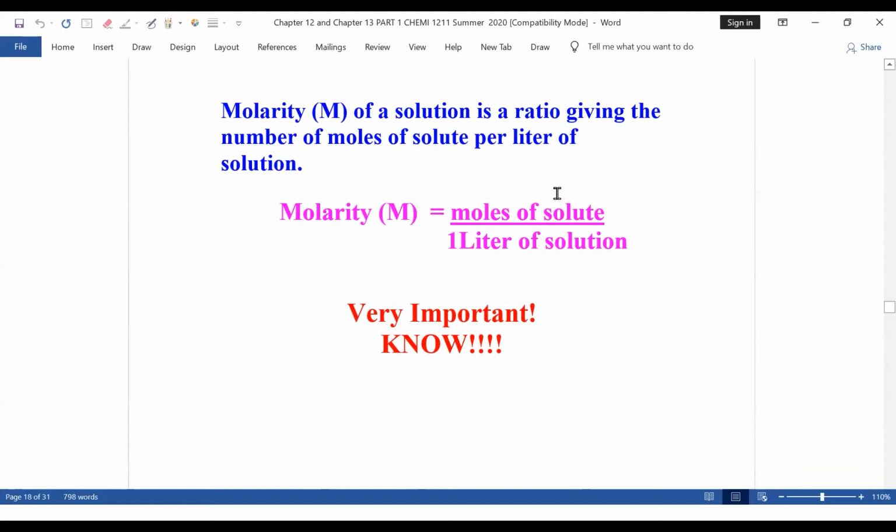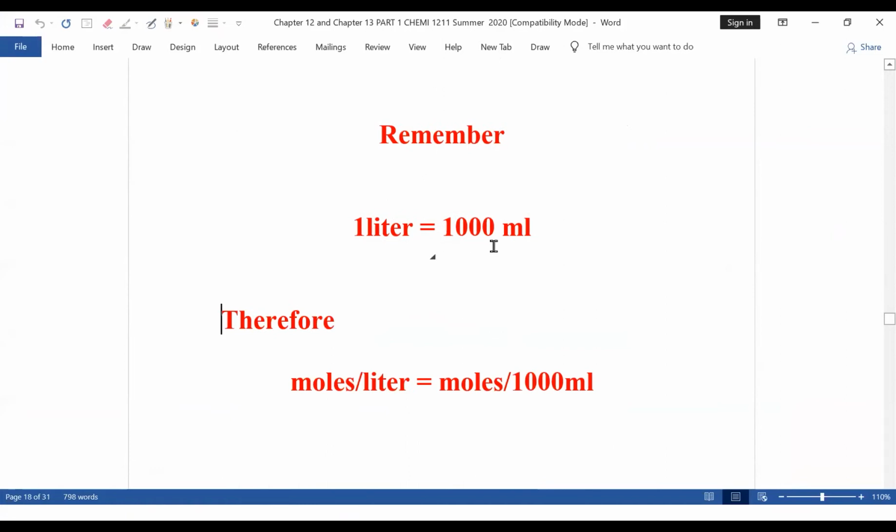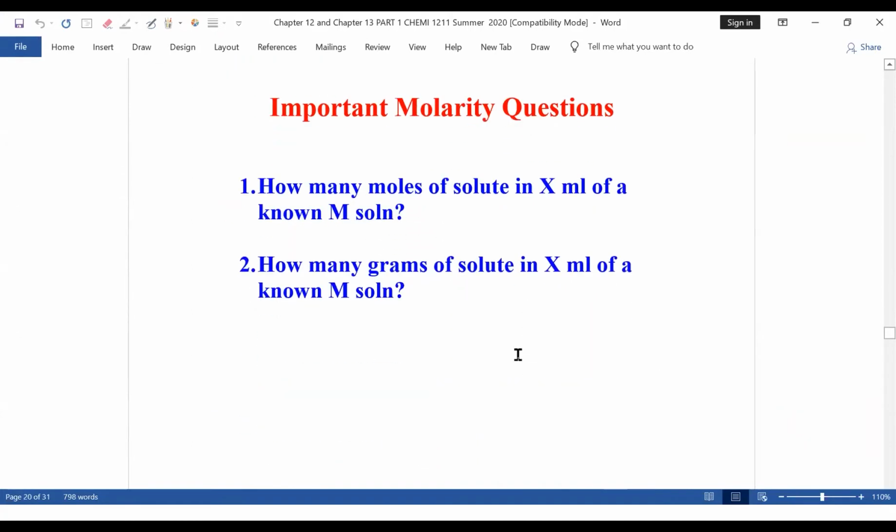So molarity, capital M, is moles of solute per liter of solution. Because 1 liter equals 1,000 milliliters, molarity for us is really moles of solute per 1,000 milliliters. Now, there are a couple important questions. I'm going to do some of them right now.